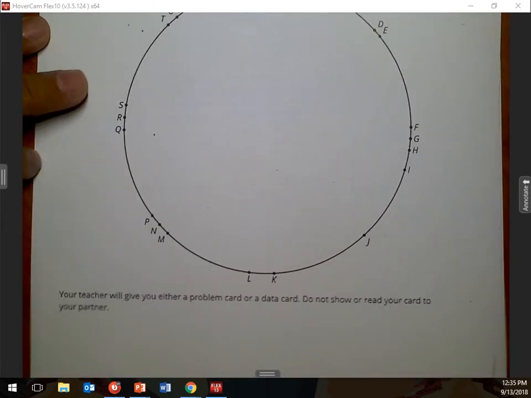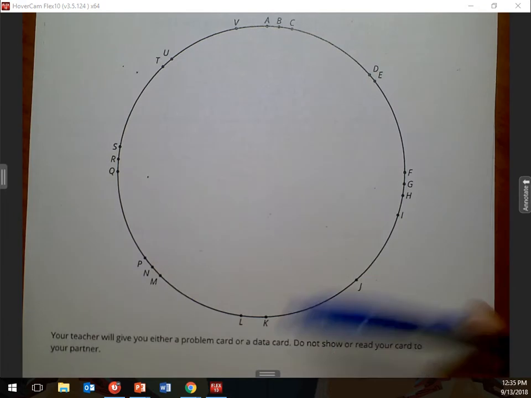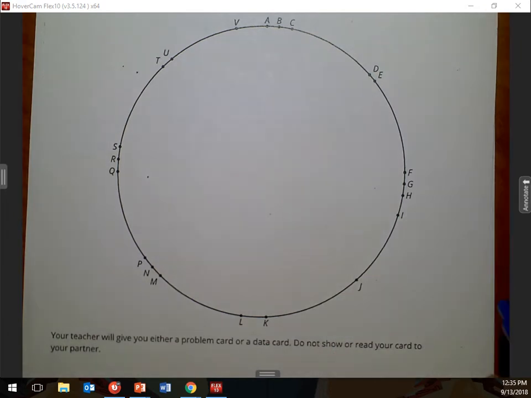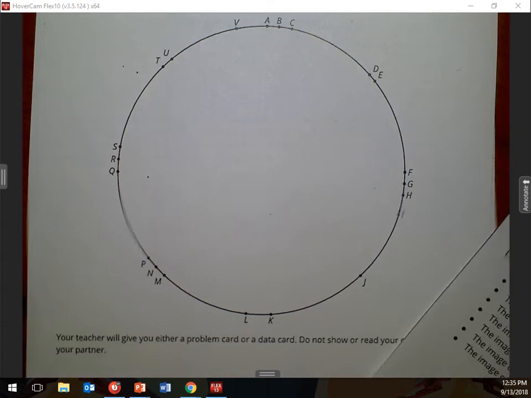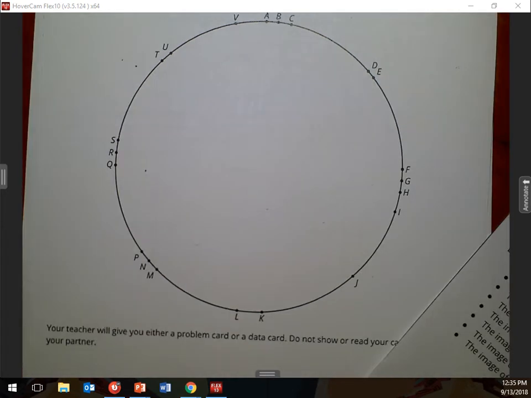All right, listen up. Okay, class. I know I don't see any cell phones out right now, right? Okay, good. So, let's take a look. I'm going to look at my data card now. My data card has the information I needed for this.